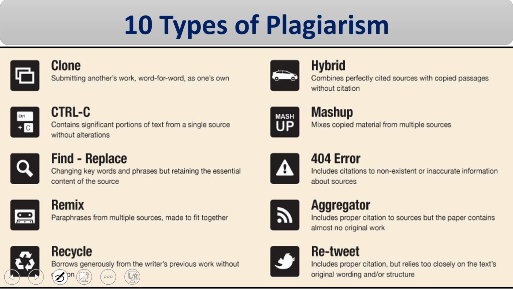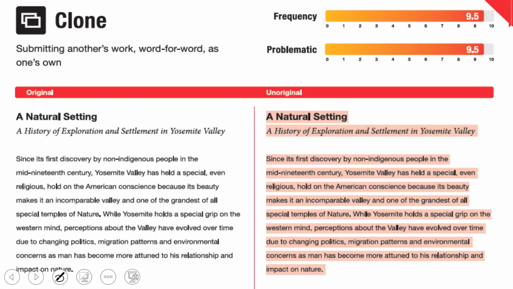According to the Turnitin website, there are 10 different types of plagiarism. Those 10 types can be called clone, control C, find and replace, remix, recycle, hybrid, mashup, 404 error, aggregator, and retweet. We are going to see one by one what these 10 different types of plagiarism are and how seriously problematic they are. So first we'll see clone.